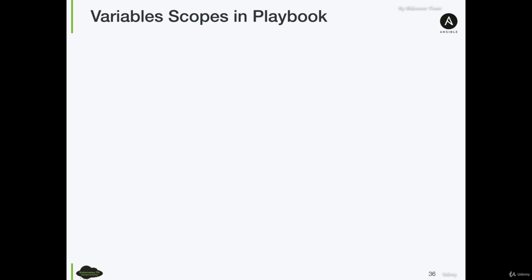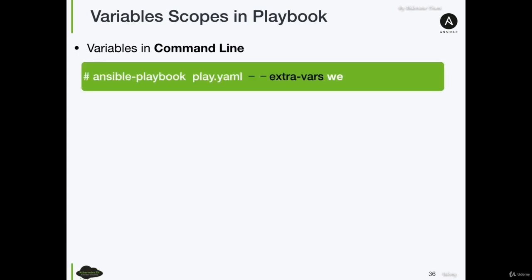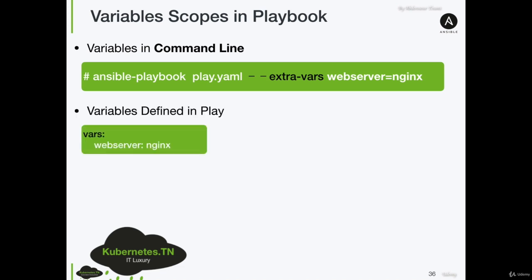We can assign values to playbook variables from different locations and scopes. The first location is the command line. When you run the ansible-playbook command and specify your YAML file, you can specify the variable and value using the extra vars option. The second location is the play itself. We can specify the variable as follows using the vars keyword in the play, or we can also use an external file where we put our variables and import the variable file with vars_files.